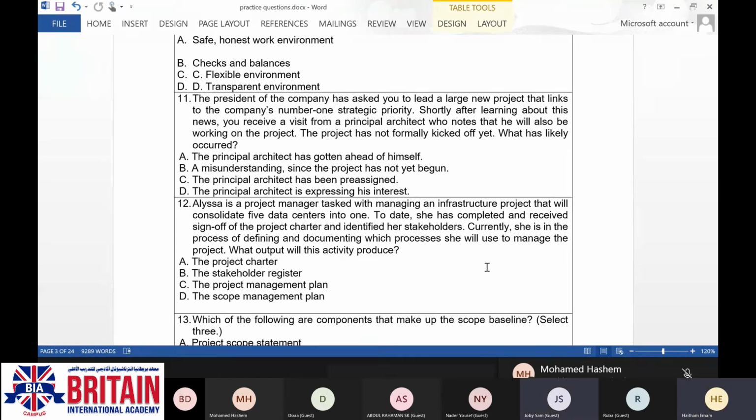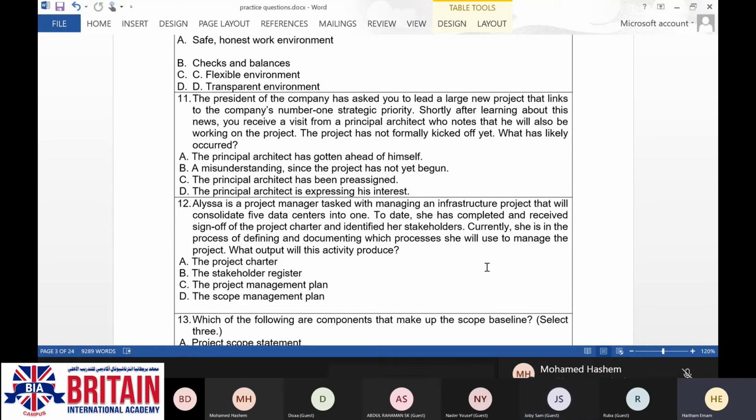No. The project management plan is a consolidated document of each and every element of your project. So it's going to include again the scope management plan. It's going to include the cost management plan, the resource management plan, the risk management plan, the stakeholder management plan, the communication management plan, and the procurement management plan. So it's a consolidated document of all of these plans.